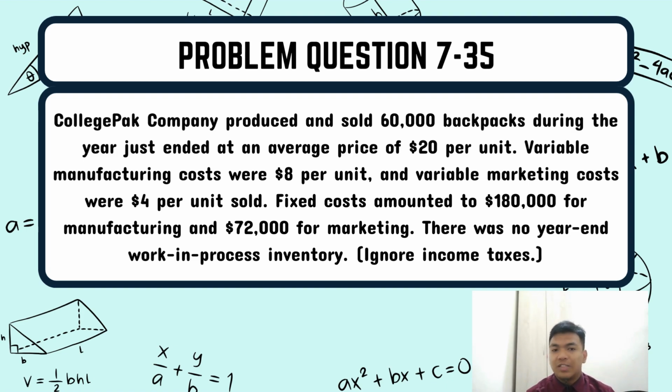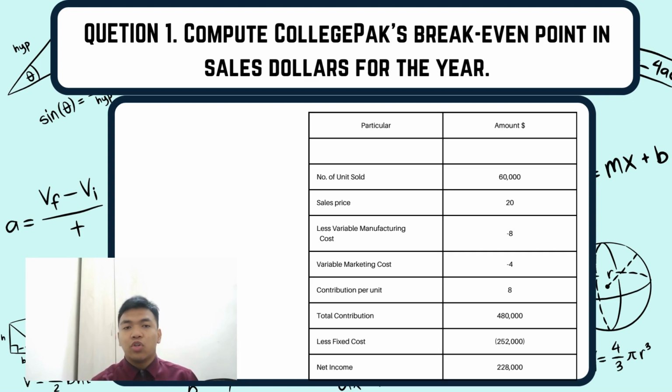The problem is College Parks Company produced and sold 16,000 backpacks during the year just ended at an average price of $20 per unit. Variable manufacturing costs were $8 per unit and variable marketing costs were $4 per unit sold. Fixed costs amount to $118,000 for manufacturing and $17,000 for marketing. There was no beginning or ending work in process inventory. Ignore income taxes. The first question is to compute College Park's break-even point in sales dollars for the year.